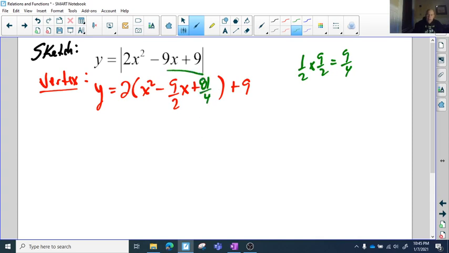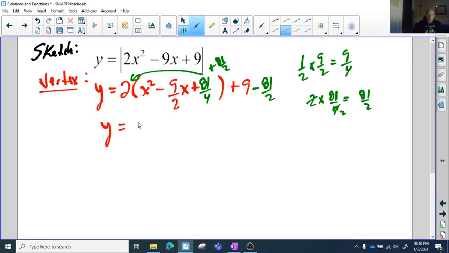That number is going to get multiplied by your coefficient. So 2 times 81 over 4. Well, 2 goes into 4 twice and gives you 81 over 2. So this times this is a positive 81 over 2, which means at the end I need to subtract 81 over 2. So when I go to my vertex form, it's 2, square root of the first, sign of the middle, square root of this one.